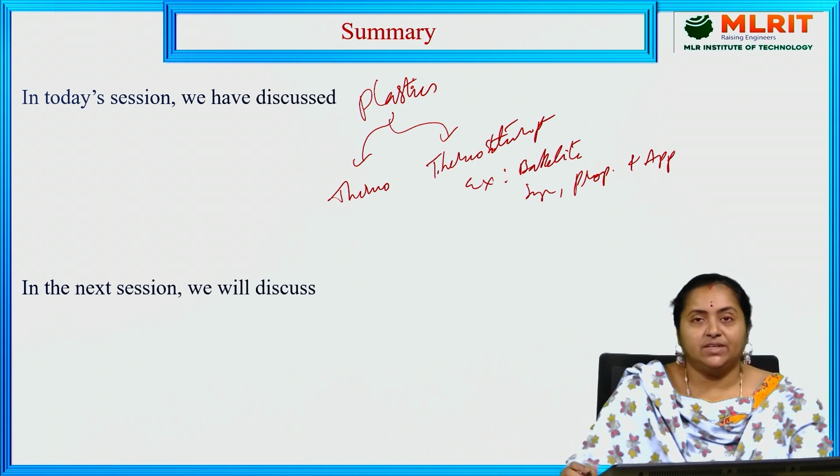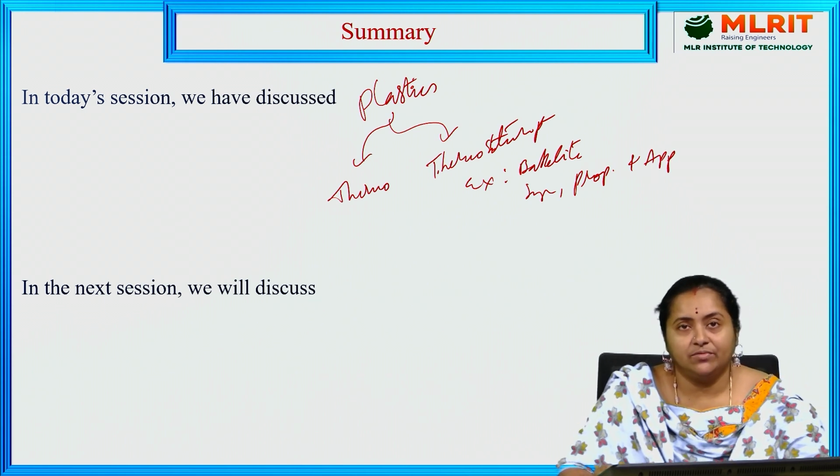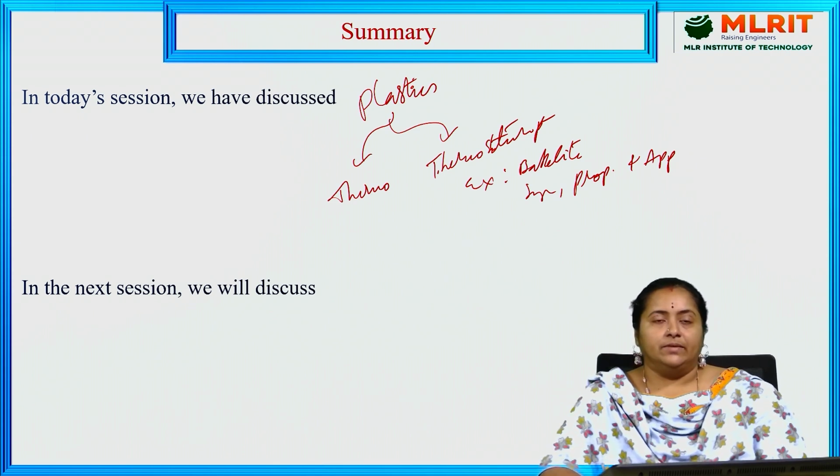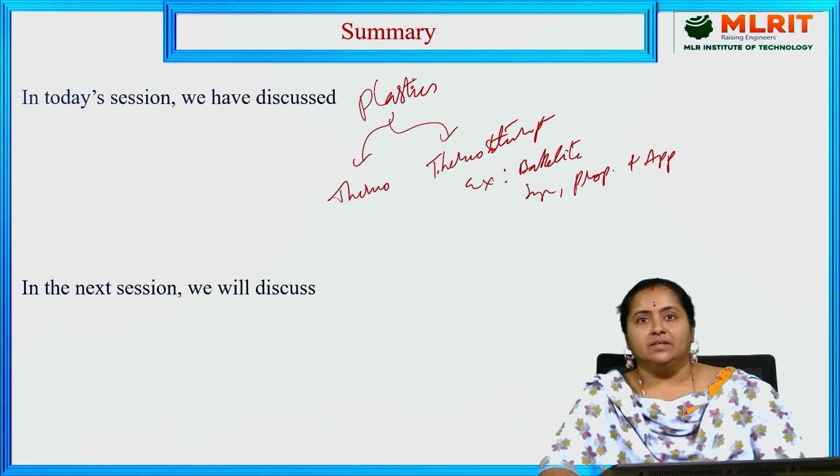In the next session, we are going to discuss the other category of polymers, that is conducting polymers. How many types are there, how they can be classified, and a few examples of conducting polymers.